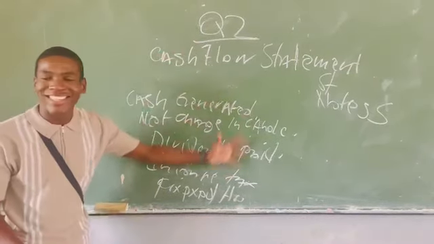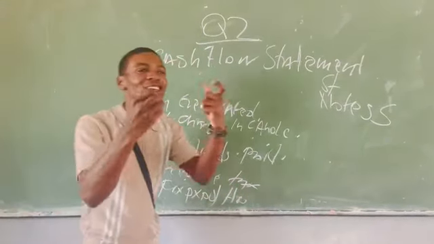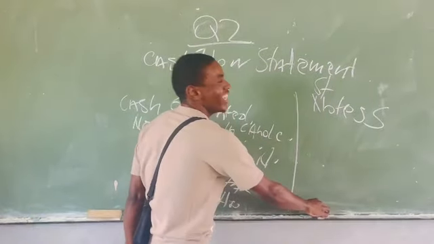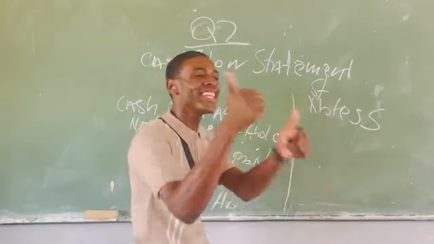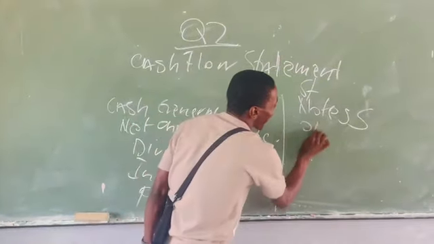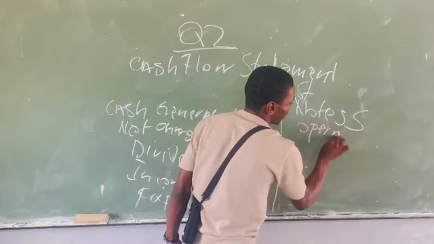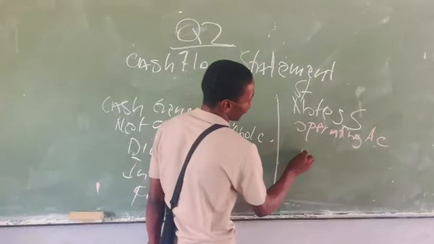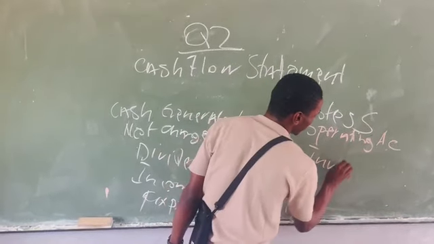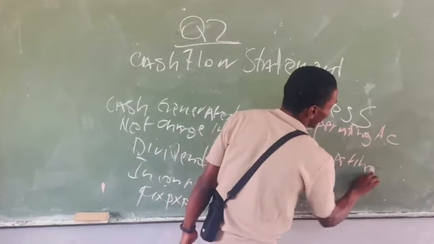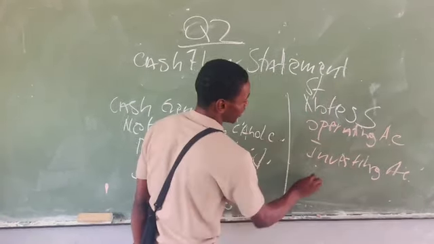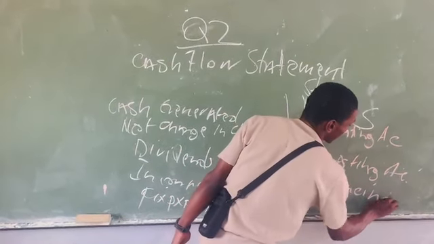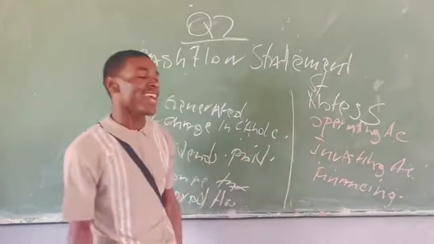Then after these notes, we have activities. How many activities do we have in the cash flow? We have 3 activities, like I said: operating activities, investing activities, and financing activities.